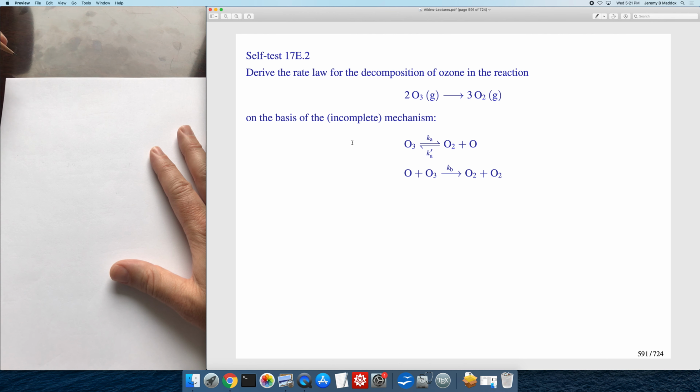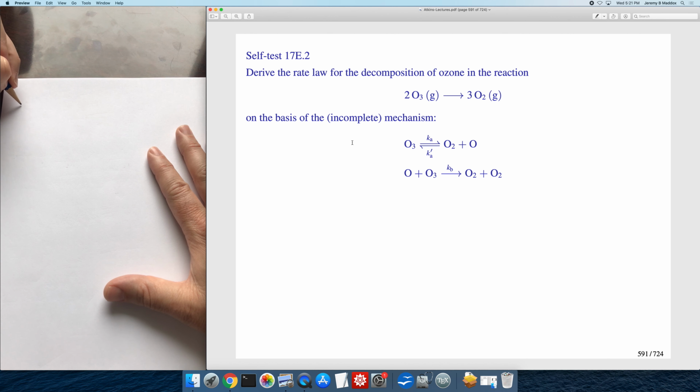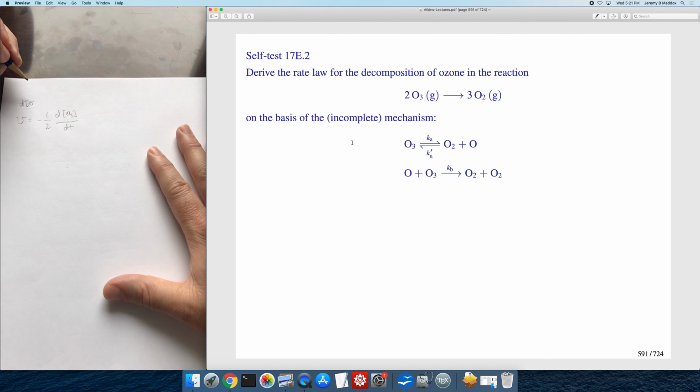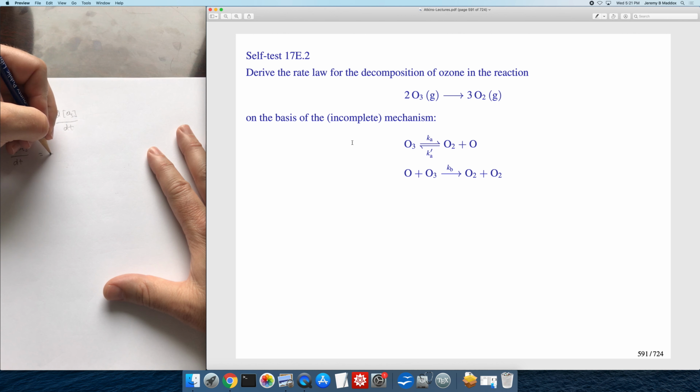We have some of the steps in the mechanism, not all of them, but we have the important ones, let's put it that way. So what we want to do is express the rate of reaction, which will be minus 1/2 the rate of reaction of ozone, the rate of consumption of ozone. So this is what we want to get. We'll focus in on this time derivative, and we want to generate the equations governing how the concentration of ozone changes.